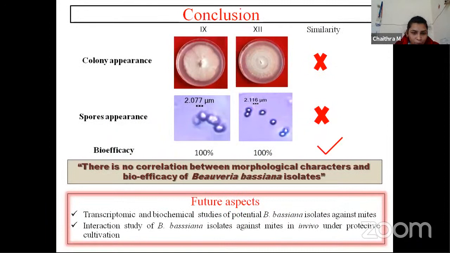Finally, I would like to conclude my poster presentation by saying: even though there is a difference in the morphological characteristics, that is colonial appearance and spore appearance, they show bioefficacy against the mite. Therefore, there is no correlation between the morphological character and bioassay of Beauveria bassiana of these two isolates. The future aspect is transcriptomic and biochemical studies of potential Beauveria bassiana isolates against mite, and interaction studies of Beauveria bassiana isolates against mite in vivo under protective cultivation. Thank you.